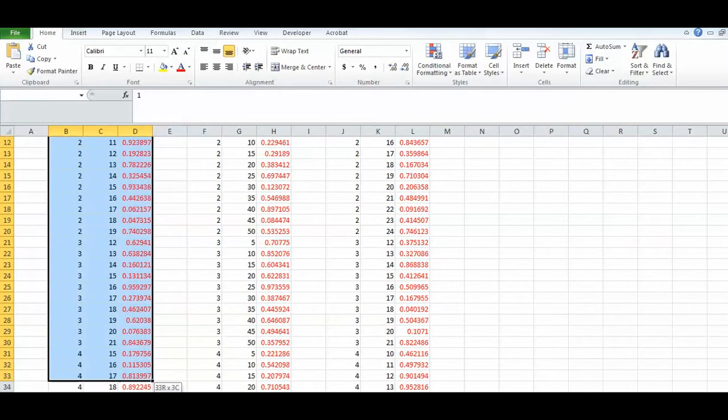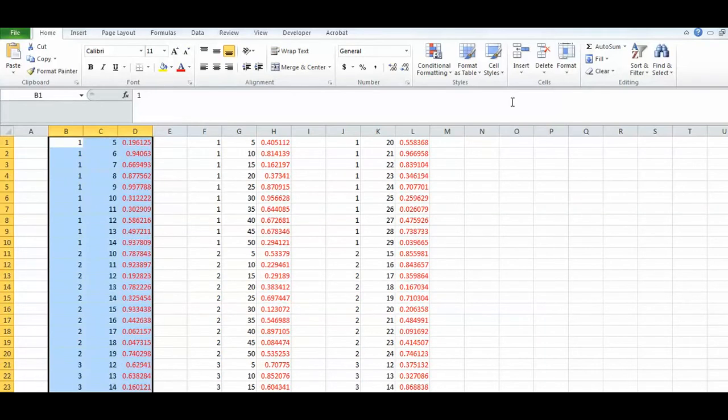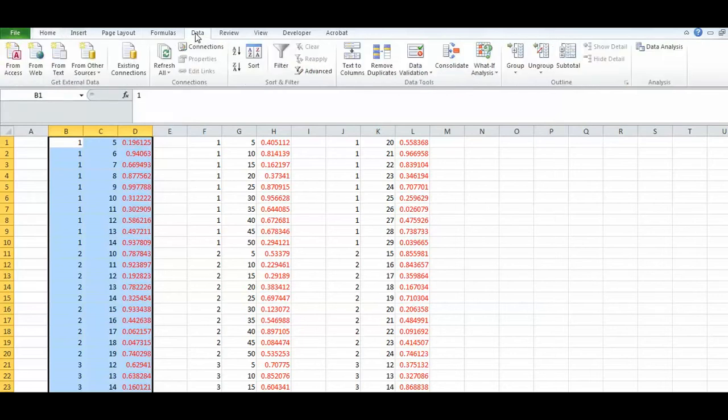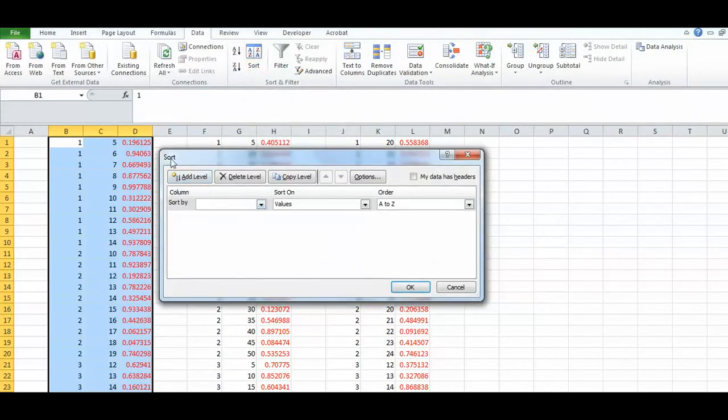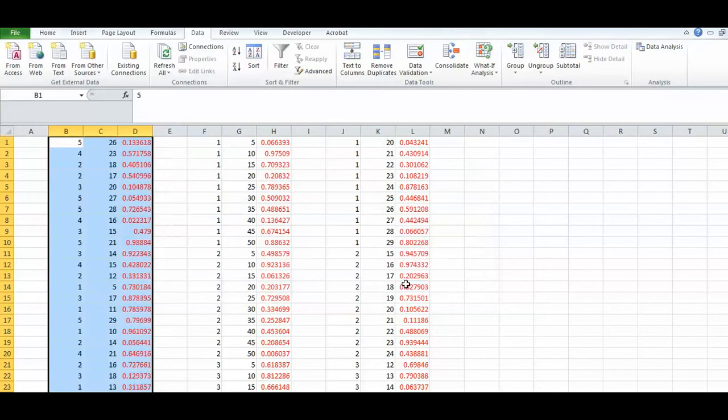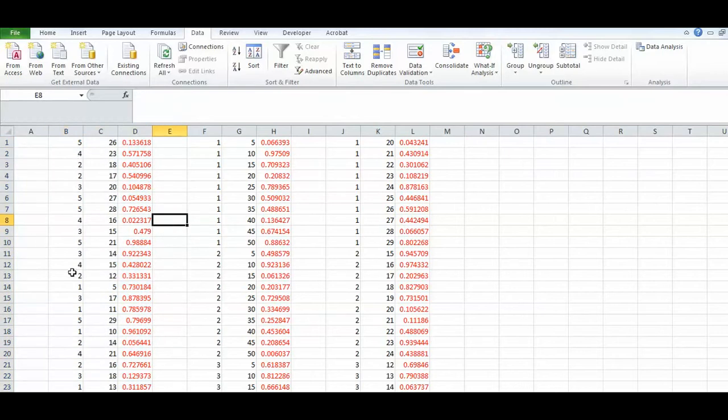highlight the 50 rows, like I did here, and then go to sort. Go to data, go to sort, and then sort by column D, which is the random numbers. Sort them from smallest to largest. And what it does is it rearranges them. It reshuffles the rows like this. So now these rows have all been randomized.